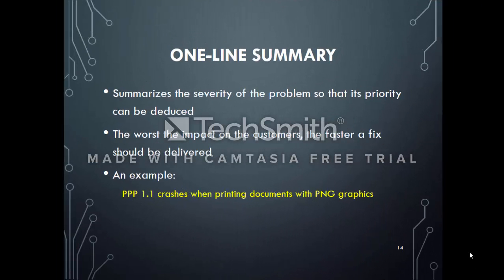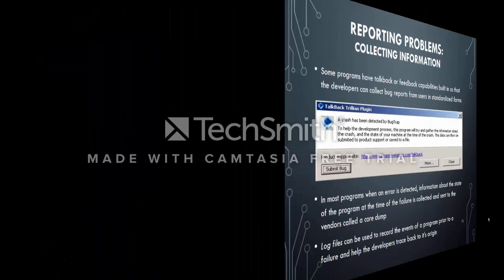The one-line summary of a problem should summarize its severity so its priority can be deduced. The worse the impact on the customers, the faster a fix should be delivered. To summarize our previous example, VPP 1.1, our program, crashes when printing documents with PNG graphics.